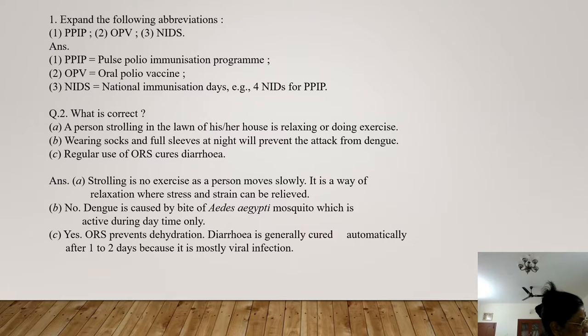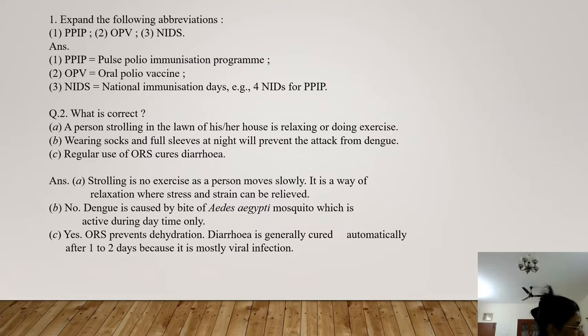And then, a person suffering from chest pain, breathlessness, loss of body weight, persistent cough and producing blood-stained sputum. Sputum is phlegm. Name the disease. The answer is tuberculosis. Okay, that is tuberculosis.